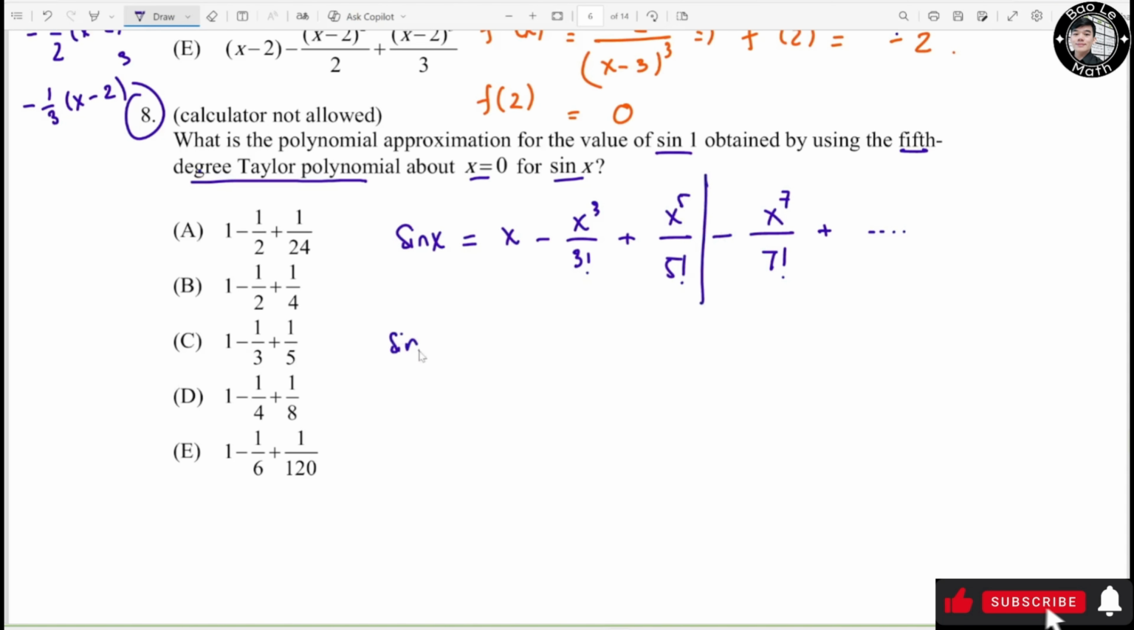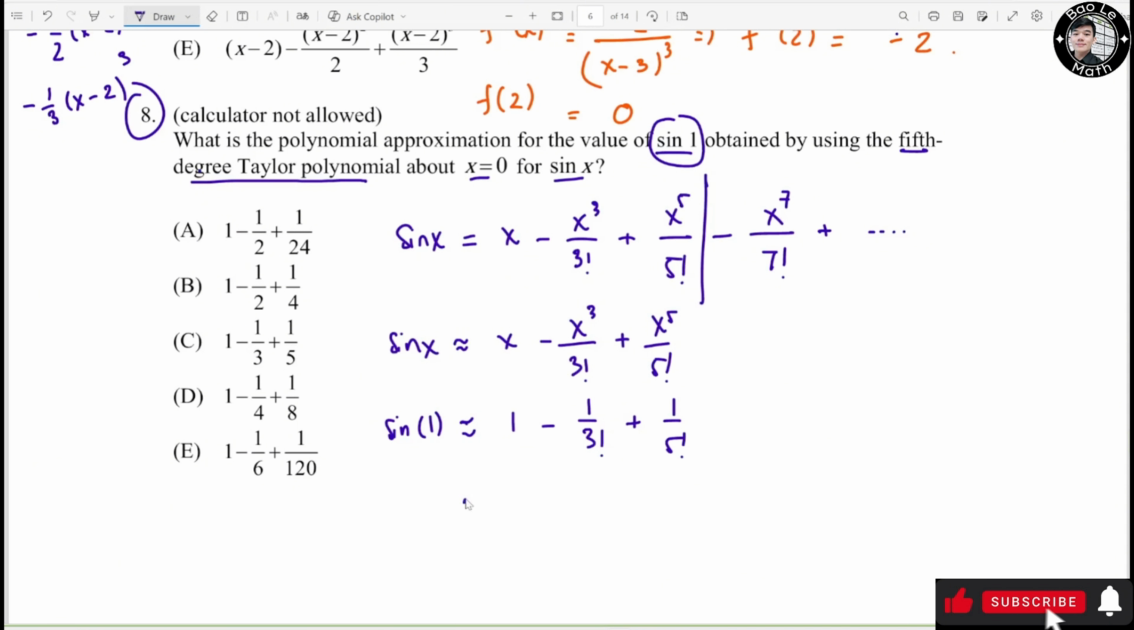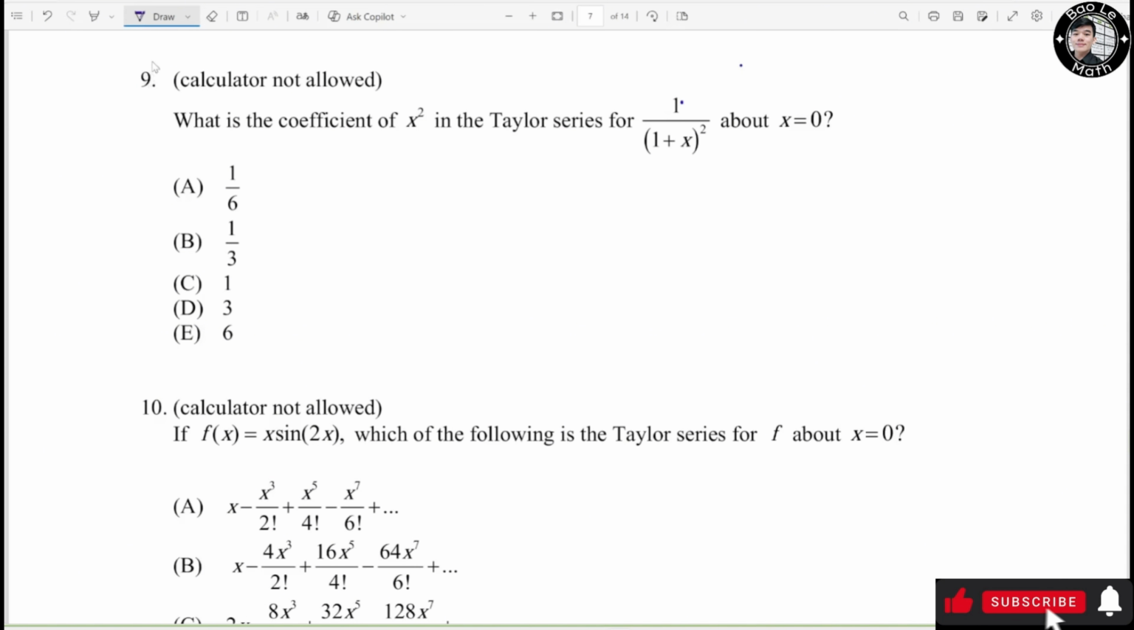So we have sin s is approximately s minus s cubed over 3 factorial plus s to the fifth over 5 factorial. Now we need to approximate sin of 1. So we have sin of 1 approximately 1 minus 1 over 3 factorial plus 1 over 5 factorial. And it's going to be 1 minus 1 over 6 plus 1 over 120. So the answer must be E. Now let's move on to question 9.